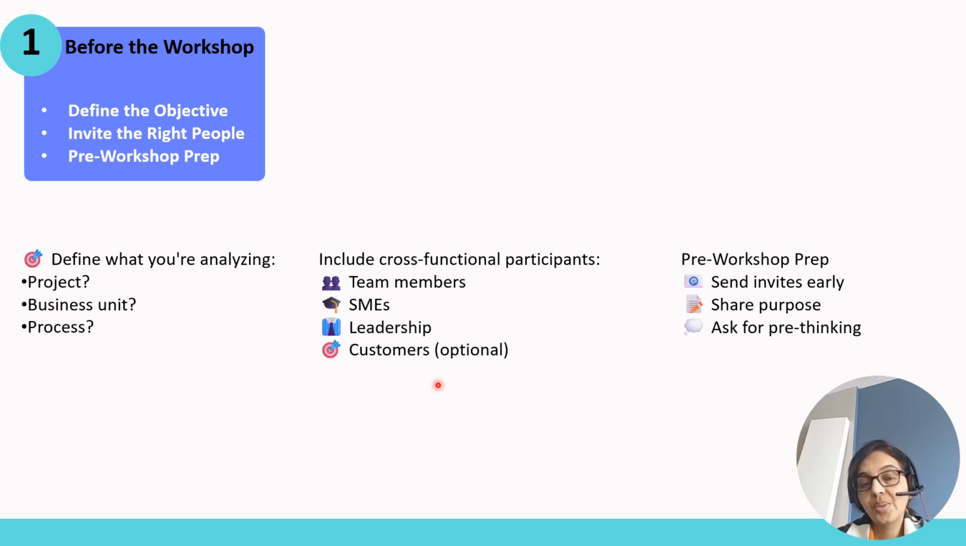Then who all are going to do the workshop or attend the session. It should be a cross-functional group, which means people from all areas where stakeholders are and people who influence the work. Most important are team members. These are the ones who are doing the work, subject matter experts, someone from leadership team, and if possible and if applicable, your customers. Some basic housekeeping before the workshop: send invites early. It's very important. Tell people what is it about so that they come prepared with some thoughts already in their minds so that you can make the most of your session.